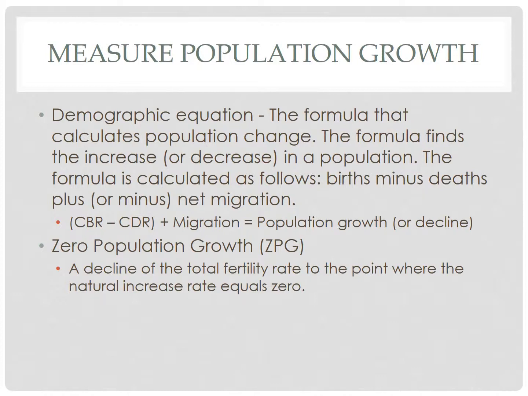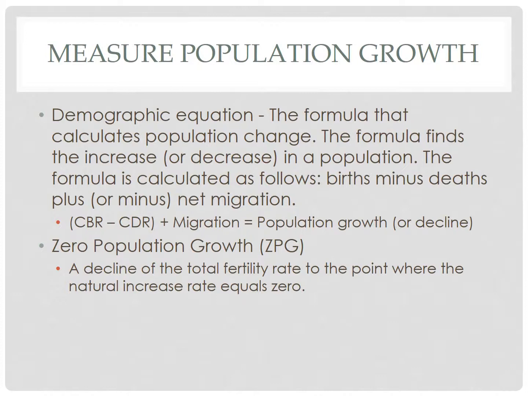So, we start out with the demographic equation, which is the formula that calculates population change. The formula finds the increase or decrease in a population. The formula is calculated as follows: births minus deaths plus or minus net migration. So as you can see there, we simplify it a little bit. It's basically crude birth rate minus crude death rate plus whatever immigration. If you have immigration or emigration, whatever migration you have, that gives you the overall population growth or decline.